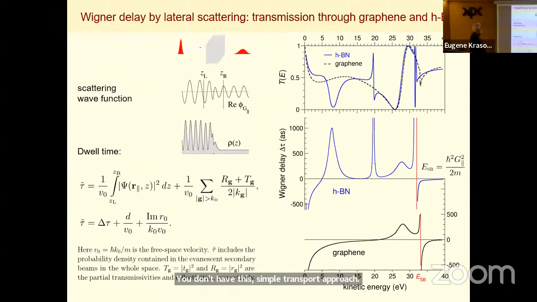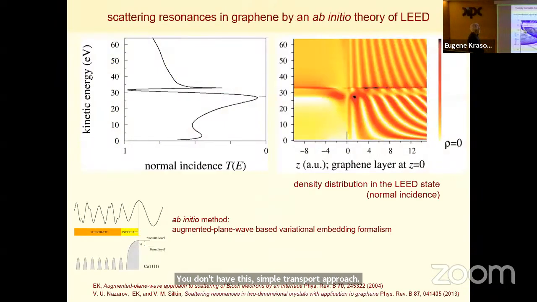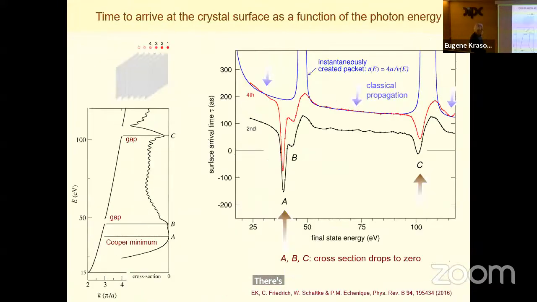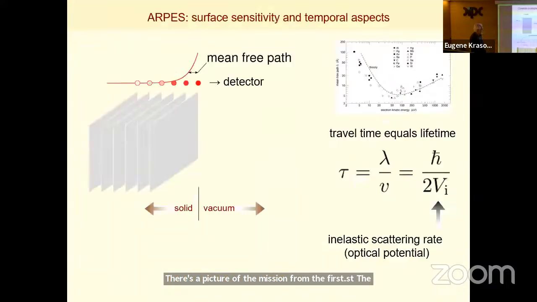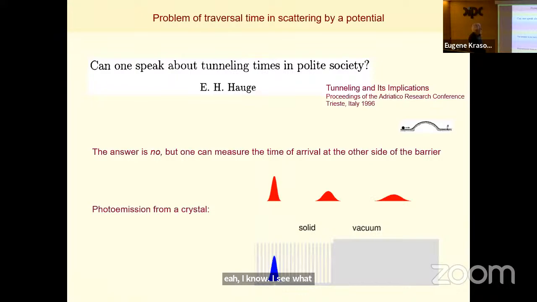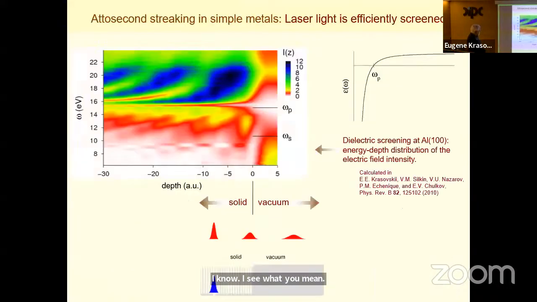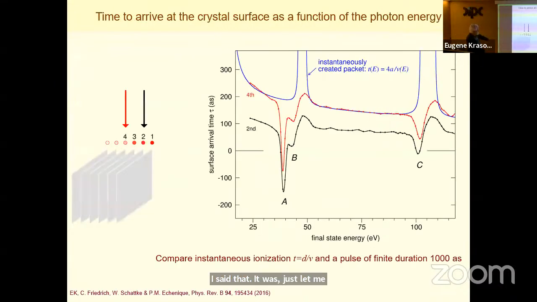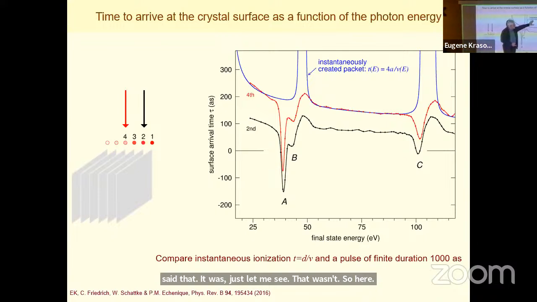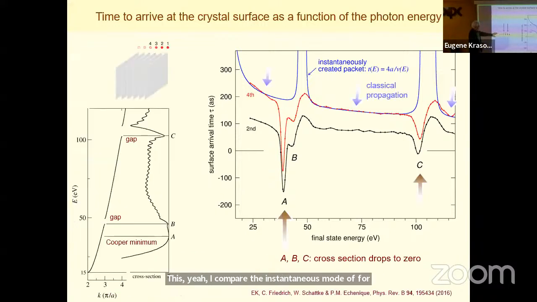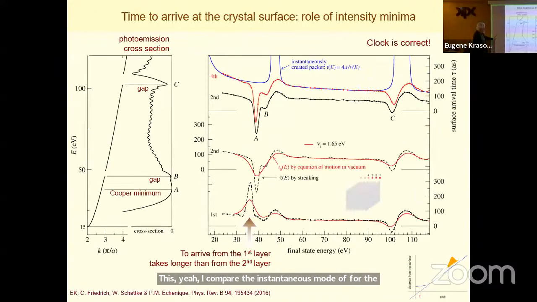Sorry, what? So that was a picture of the emission from the first layer, for the toy layer. Yeah, I see what you mean. Let me see, what was it? So here I compare the instantaneous mode for the fourth layer, right? And for the first layer, I don't do that.